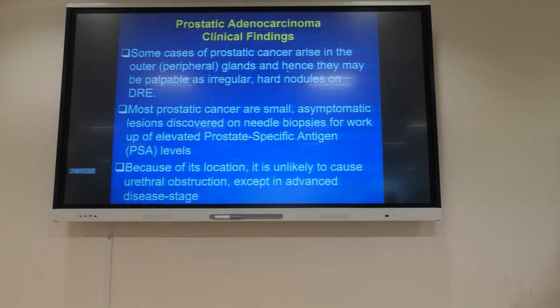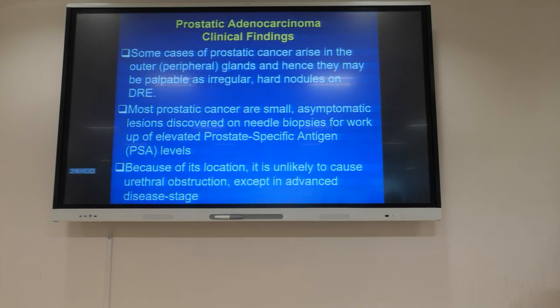All right, so those are what I mentioned to you: dying with the disease, rather than dying of the disease. So most of them are small, insignificant tumors, discovered on needle biopsies for workup of an elevated PSA. Right. So when you're doing the DRE, very likely you're not going to be able to palpate those small tumors. And when you do palpate it, it would have been significant. It would have grown significantly.